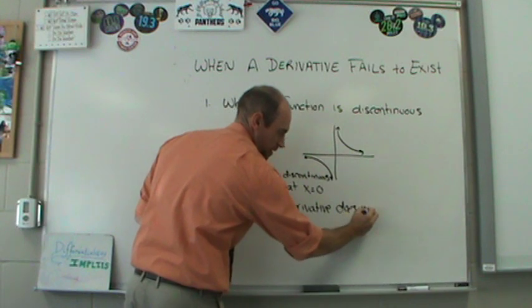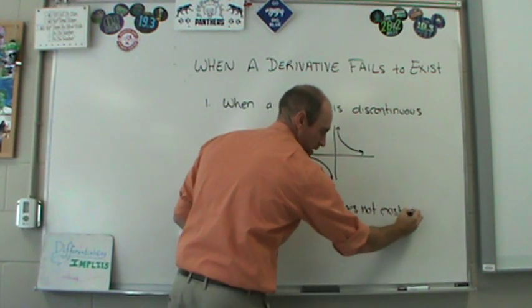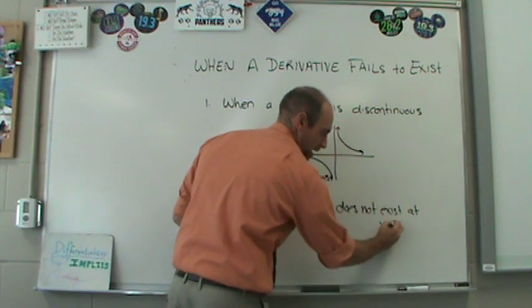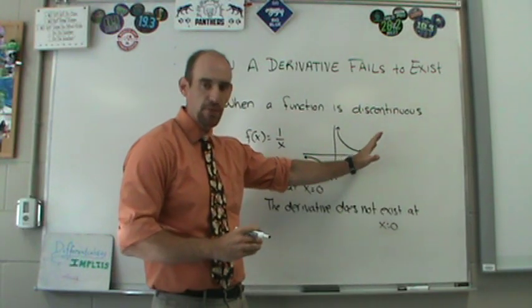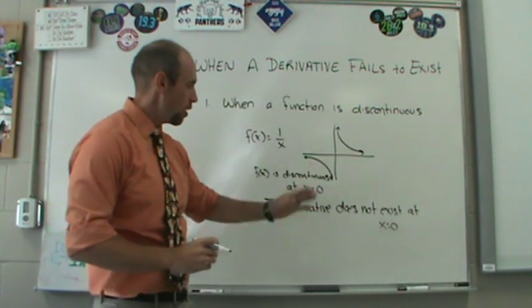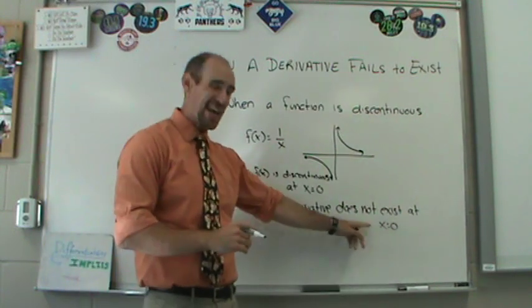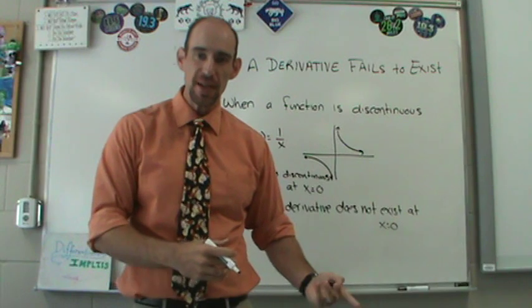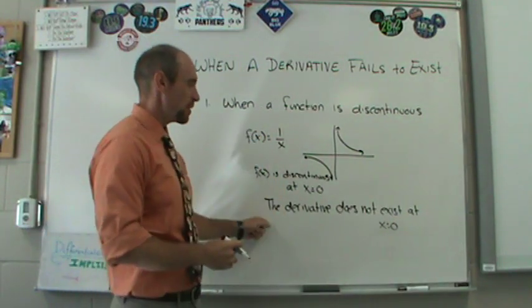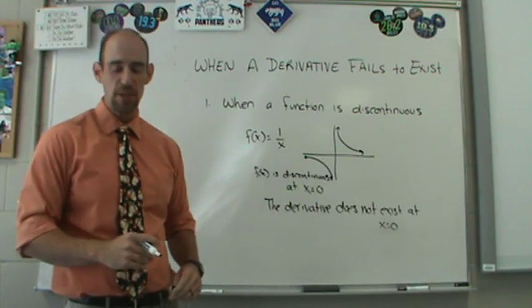Does not exist at x equals 0. Now everywhere else on the graph is continuous. Here on the right side, anywhere over there, we can find the derivative. Over here on the left, we can find the derivative, no big deal. But at x equals 0, since there's no point there, we can't find a derivative at that value. So the derivative does not exist at the spot where a function is discontinuous.